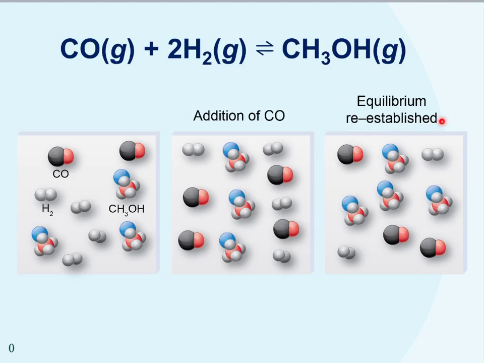And so then we can get back to our equilibrium, and so we've reestablished that. The concentrations of carbon monoxide, methanol, and H2 are all different now, but all we're really worried about is the ratio. Does it still fit in with the law of mass action? Do we still get the same value of K?